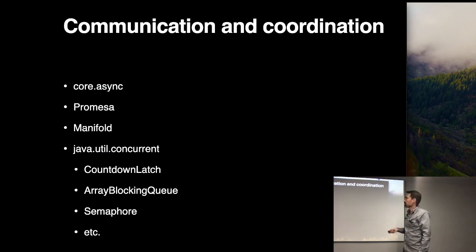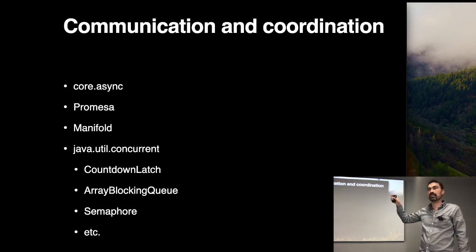Okay, so there are all these ways to communicate and coordinate, because that's the hardest part of multi-threaded programming. I've been through a lot of these. core.async and Promesa have channels. Manifold does too. And there's all this stuff in java.util.concurrent. Seriously, open up the Javadoc and do the package view. There's nice documentation with different categories.